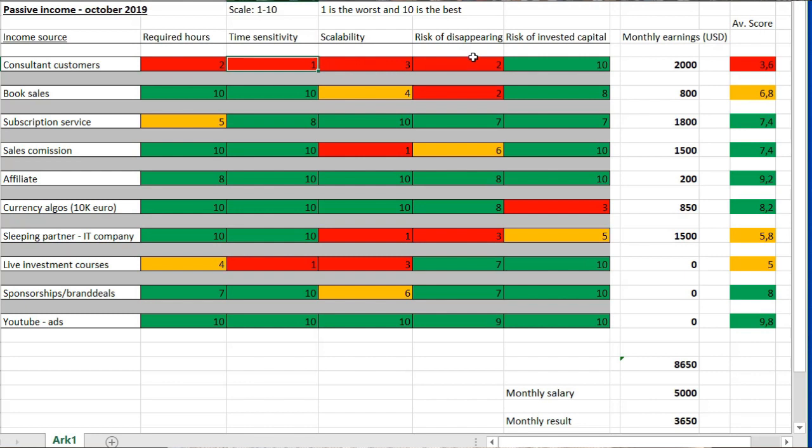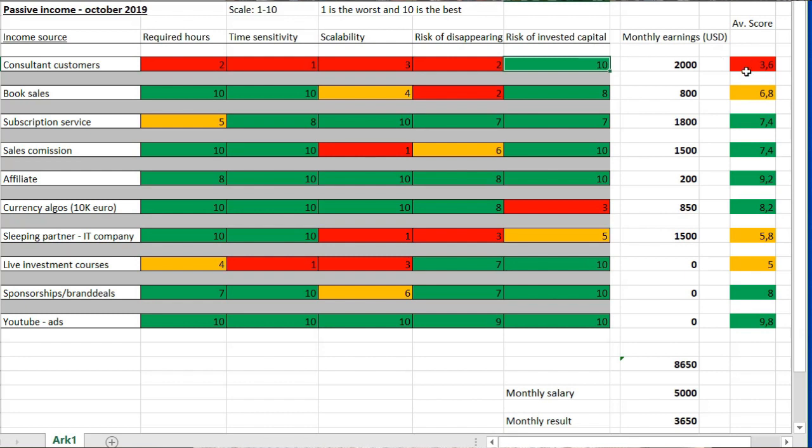So, risk of disappearing. Absolutely, there is a risk of this disappearing. It is getting smaller and smaller by the year when I'm not doing anything to get new customers in. But a green we have here at a 10, risk of invested capital. I'm not risking anything here because I'm just coming into the customer's office or at their place of doing business, and then I do my consultant work, but it doesn't require any capital invested. So that is quite good.